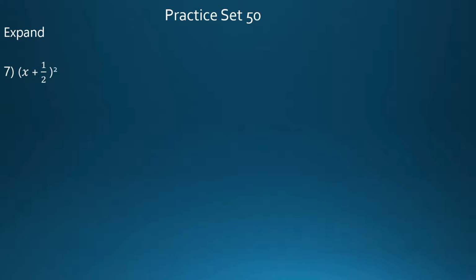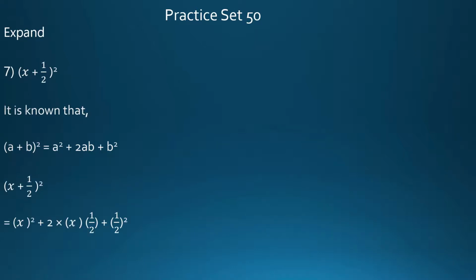Seventh sum, x plus 1 upon 2 the whole square. It is known that a plus b the whole square is equal to a square plus 2ab plus b square. So x plus 1 upon 2 the whole square is x square plus 2 into x into 1 upon 2 plus 1 upon 2 the whole square. x square is x square plus 2 into x into 1 upon 2. So 2 and 2 will get cancelled from numerator and denominator both and we will have x, plus 1 square is 1, 2 square is 4. So we will have x square plus x plus 1 upon 4. So the expansion of x plus 1 upon 2 the whole square is x square plus x plus 1 upon 4.